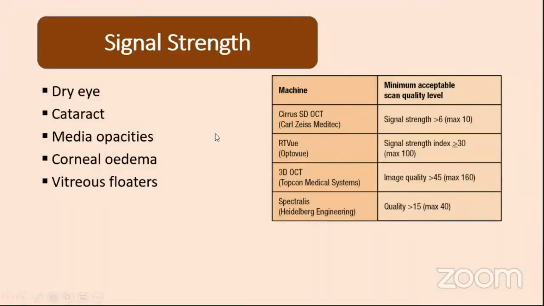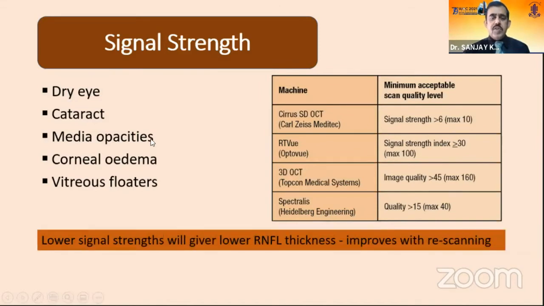As I said, signal strength varies from machine to machine. For Cirrus, we must have a minimum criteria of more than 6. For Spectralis, it should be more than 15. It is altered by different conditions like dry eye or cataract or other media opacities. Sometimes a drop of lubricant will not only improve the signal strength, but also give the improved RNFL thickness.